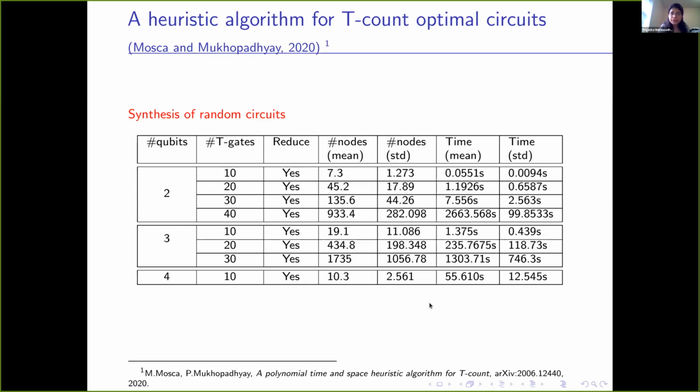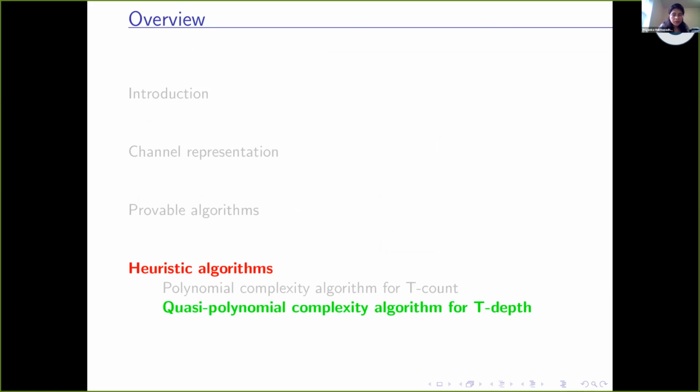Now, of course, we couldn't verify whether all the circuits we obtained were optimal, simply because there is no efficient algorithm apart from our work that can verify our results. But since in all cases we obtained a reduced T-count or reduced number of T-gates, it is a good indication that our heuristics might be correct for most cases. Now I'll describe a quasi-polynomial complexity algorithm for synthesizing T-depth optimal circuits.